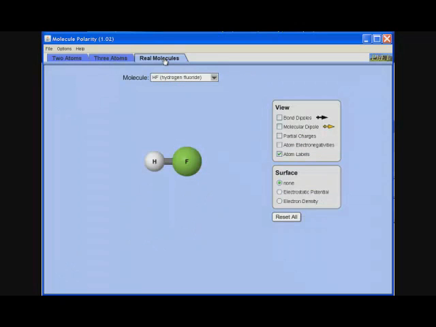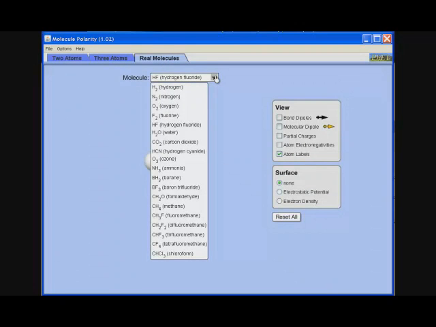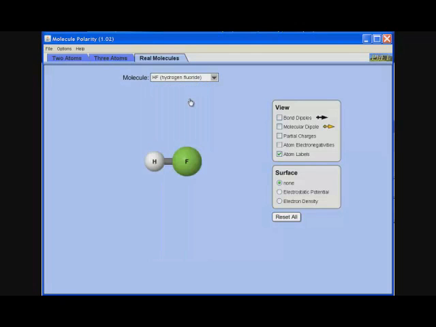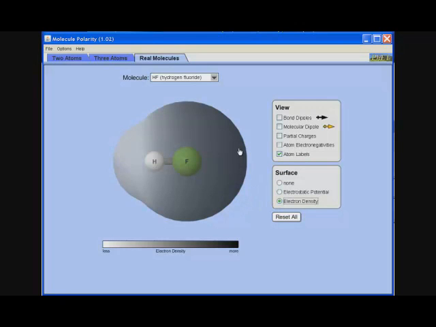Now when I have a real molecule, I have a choice of several different real molecules. So let's start with the one that they've been given, HF. I can view the bond dipole, or I can view the molecule dipole. I can also view the partial charge, the values of this molecule. I can see what the electronegativity of fluorine and hydrogen are. Then I can also see the electron density.